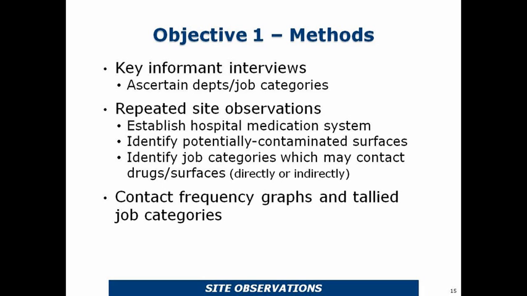Okay. Then lastly, we tallied up the number of job categories which may contact the drugs themselves or contact those surfaces. So a worker who actually prepared or mixed would be considered direct contact. Those individuals who contacted the surface where the drug product was laid on just prior to, they would be considered indirect contact. And in order to understand this, we generate contact frequency graphs and then tallied the number of job categories.